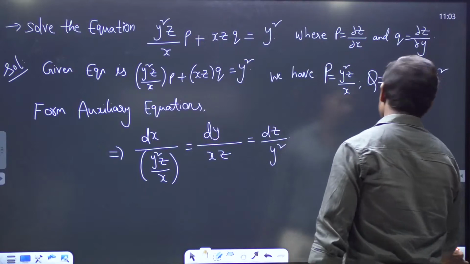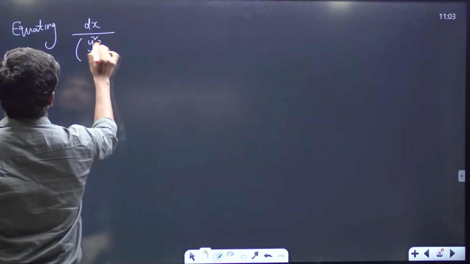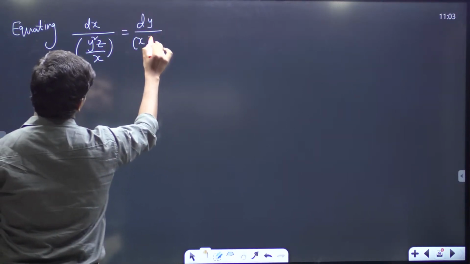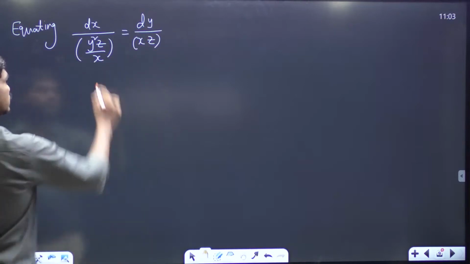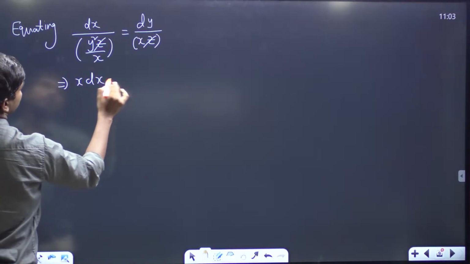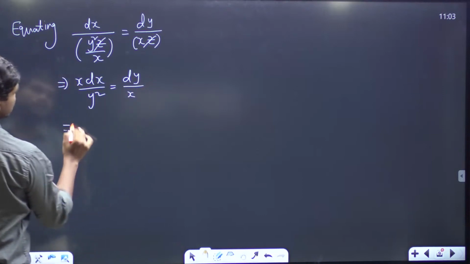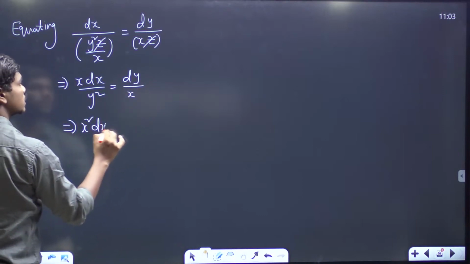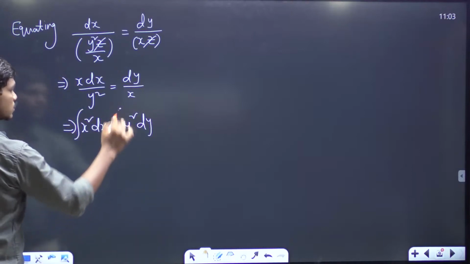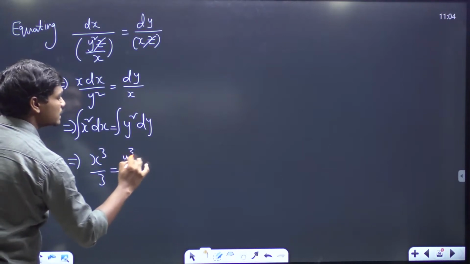So let me take first and two. So y square z by x and xz. So dx by y square z by x is equal to dy by xz. If you take these two equations, then what happens? This z gets cancelled off here. So this implies x dx by y square is equal to dy by x. So this implies x square dx is equal to y square dy. If you see, this is in variable separable form of ordinary differential equations. So if you integrate this, you will be getting x cube by 3 is equal to y cube by 3 plus constant.